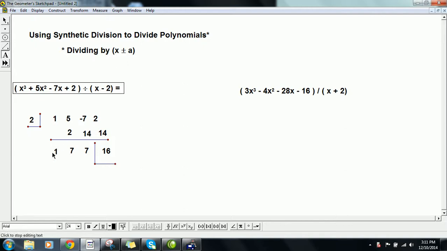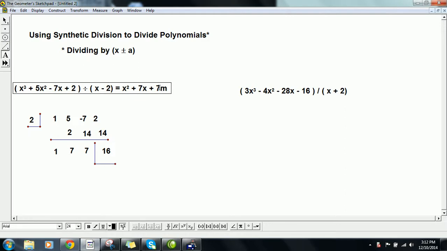polynomial. So this ends up being 1x squared, which I'll just write as x squared, right? Plus the 7 represents the coefficient of the next term, which would be 7x, plus, and that 7 is the constant, right? So the 1, 7, 7 are coefficients of my depressed quadratic polynomial: 1x squared plus 7x plus 7.